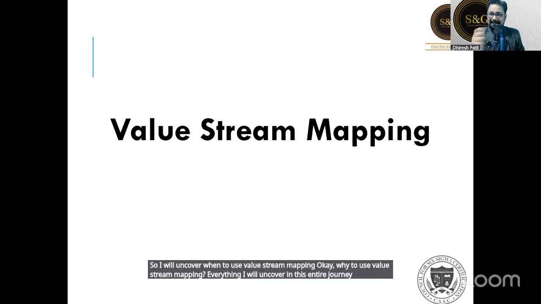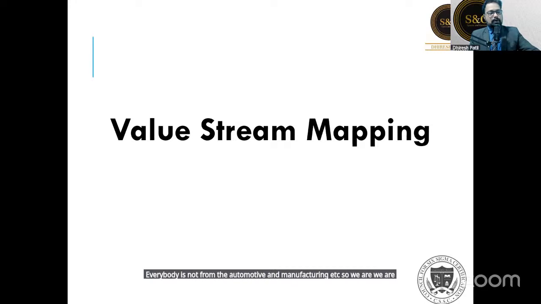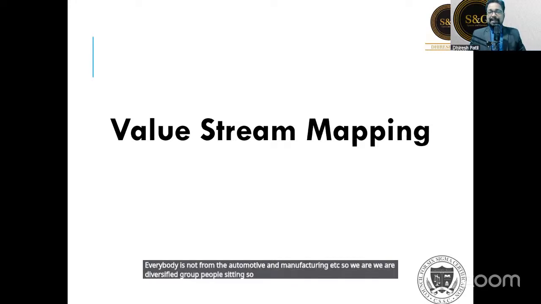Now first, let's decode this name called value stream mapping. I'll give a simple example, because in this forum everybody is not from automotive and manufacturing. We are a diversified group of people. So I always take very generic examples like making a cup of tea or pizza. So let's take the example of pizza.